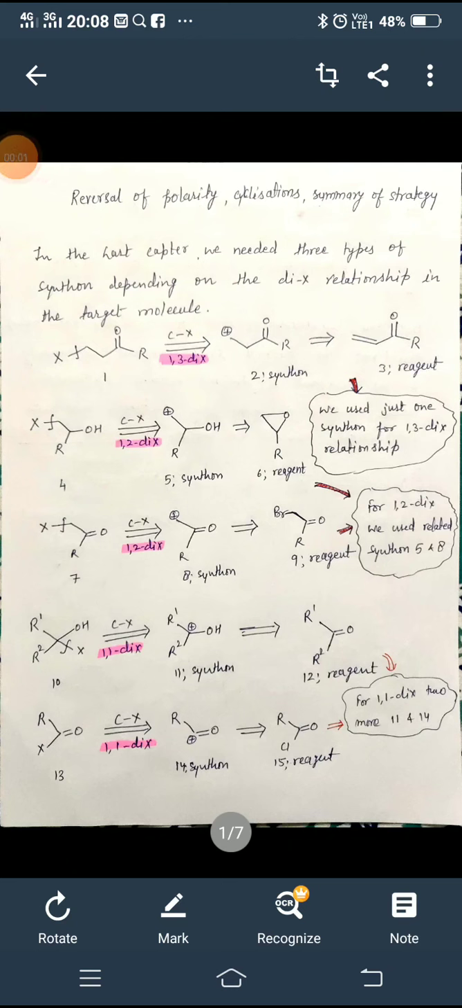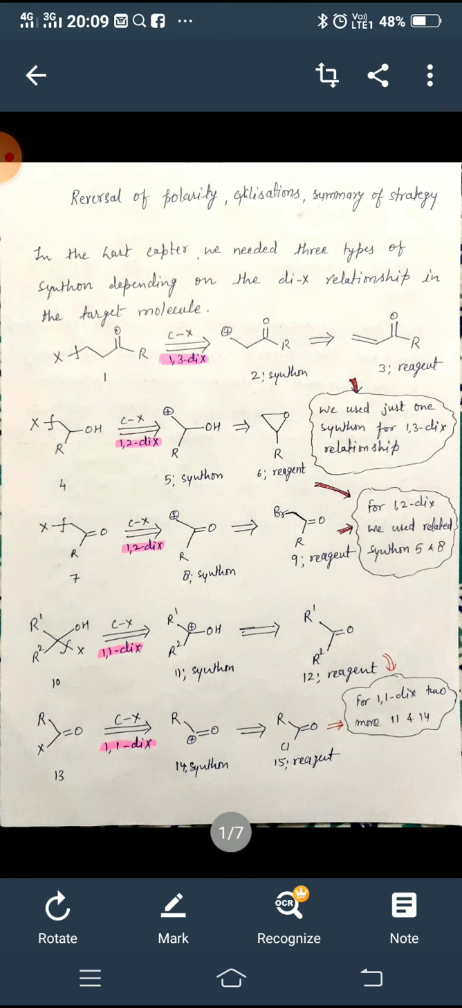Hello students, today we shall discuss the reversal of polarity, cyclicization and summary of strategy.